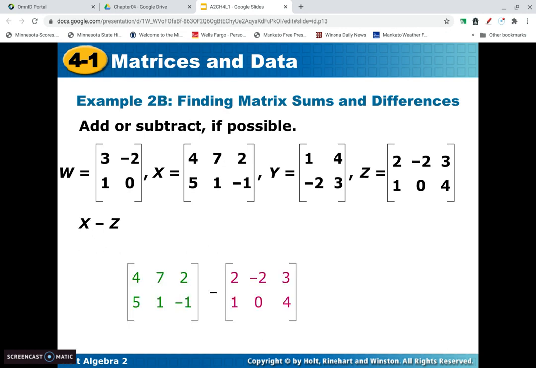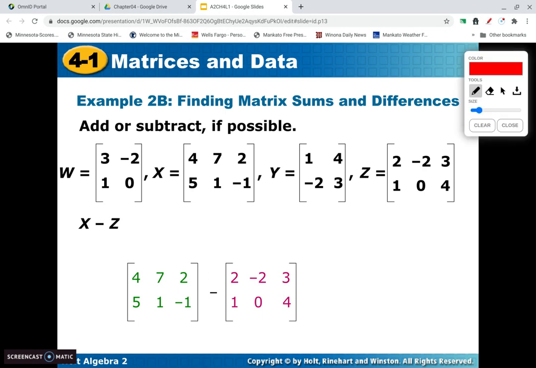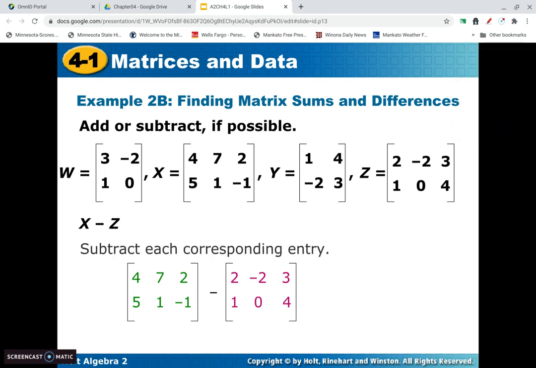All right. So how about this one here? Can we do x minus z? Well, once again, are they the same dimension? The answer there is yes. So we will be able to do that. We'll end up with a 2 by 3. So let's just subtract. 4 minus 2 is 2. 7 minus a -2, that's 9. Careful with those negatives. 2 minus 3 is -1. 5 minus 1 is 4. 1 minus 0 is, let's see, that's a 1. And -1 minus 4 is -5. So again, just go ahead and subtract those corresponding entries. Remember, it's got to be the same dimension, otherwise all bets are off.